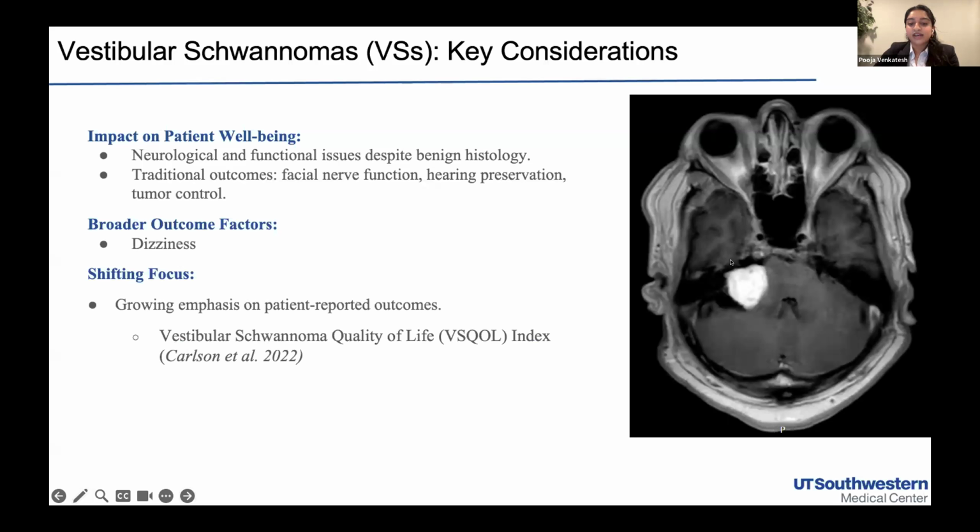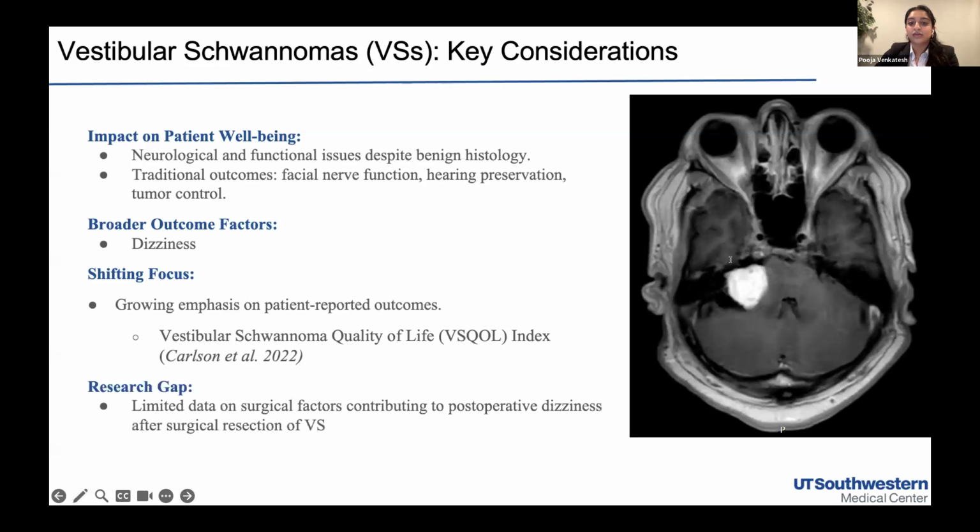Specifically, it has one of the greatest long-term quality of life impacts by the Vestibular Schwannoma Quality of Life Index developed at Mayo. But despite the prevalence and severity of dizziness, there's little data on what surgical factors affect postoperative dizziness after resection of vestibular schwannoma.